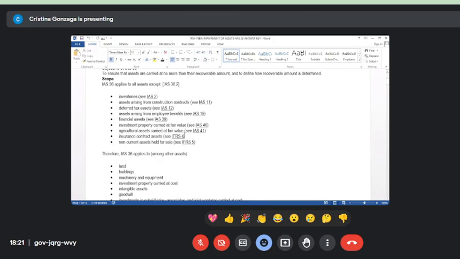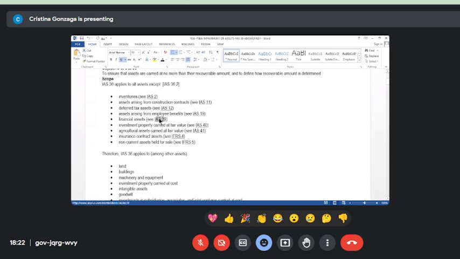Okay, what else? Deferred tax asset, or PAS 12, which we will discuss later on. Assets arising from employee benefits, for which we will use PAS number 19 as revised. For financial assets, it is now PFRS number 9. Investment property carried at fair value, PAS 40. And then agricultural assets, PAS 41.